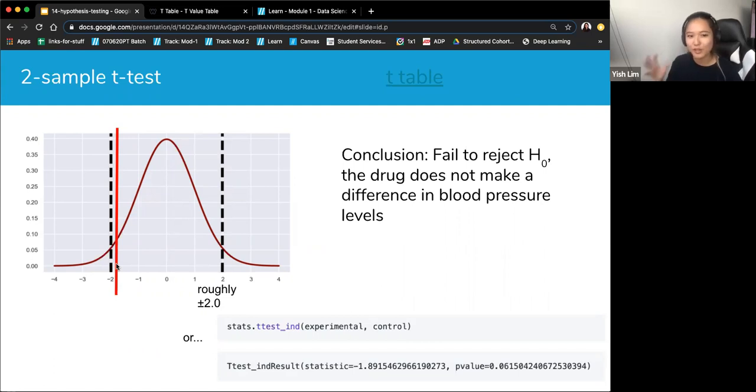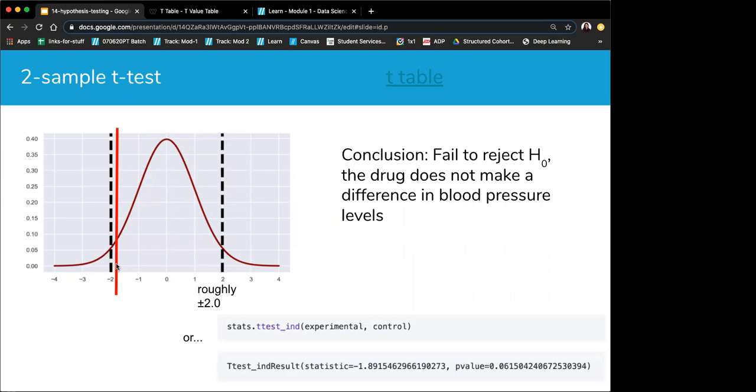If you only want this drug to be released to the public if you're absolutely sure that it will work for everybody, and that this is not just random coincidence that these 50 people reacted well to it, then you would set a lower alpha.